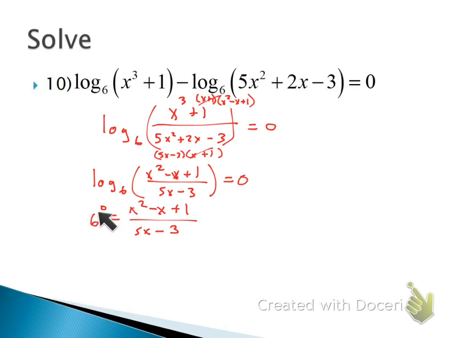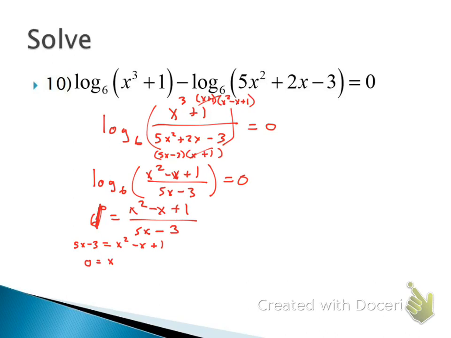Guys, what is 6 to the 0? Okay. And you know what I'm going to do? Look up here. I'm going to cross multiply. What's 5x minus 3 times 1? 5x minus 3. And that's equal to x squared minus x plus 1. I just cross multiplied. And now I'm going to subtract 5x, and I'm going to add 3.